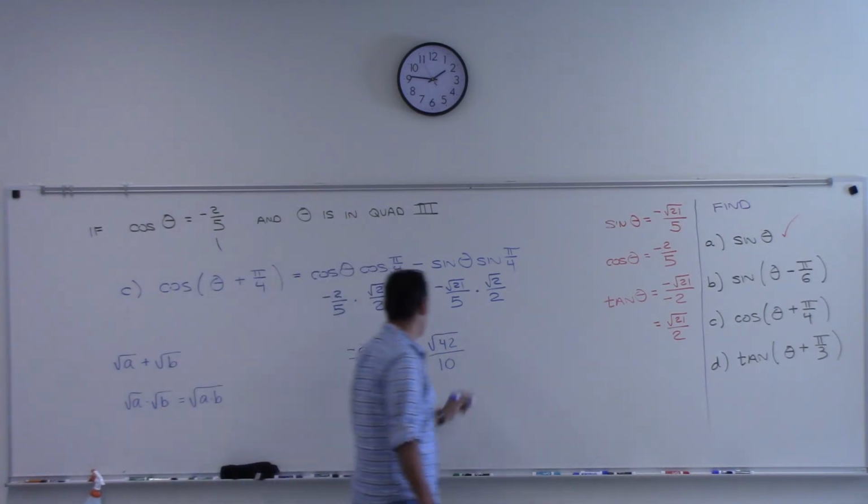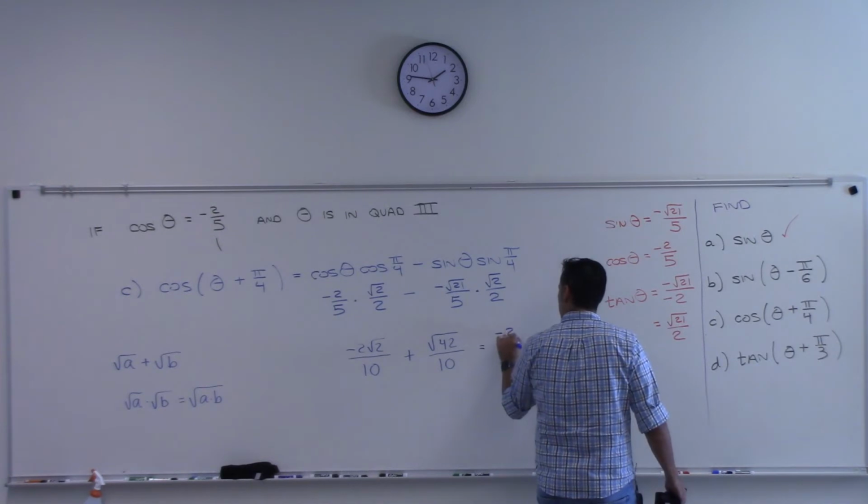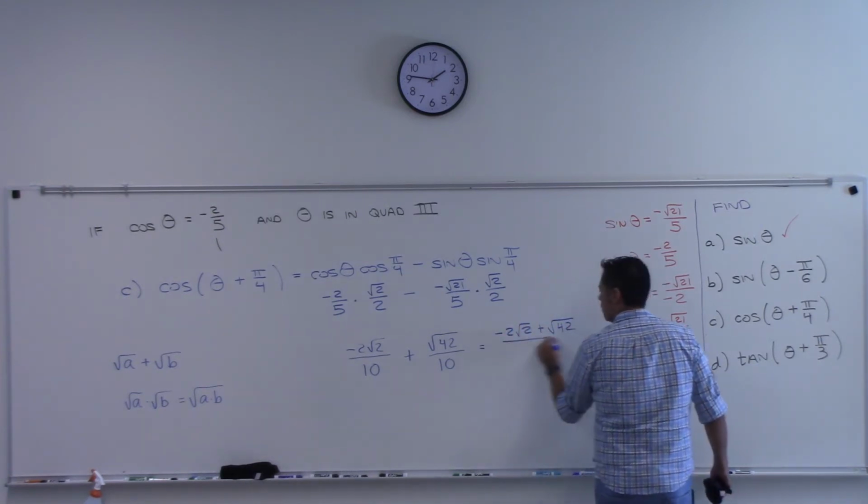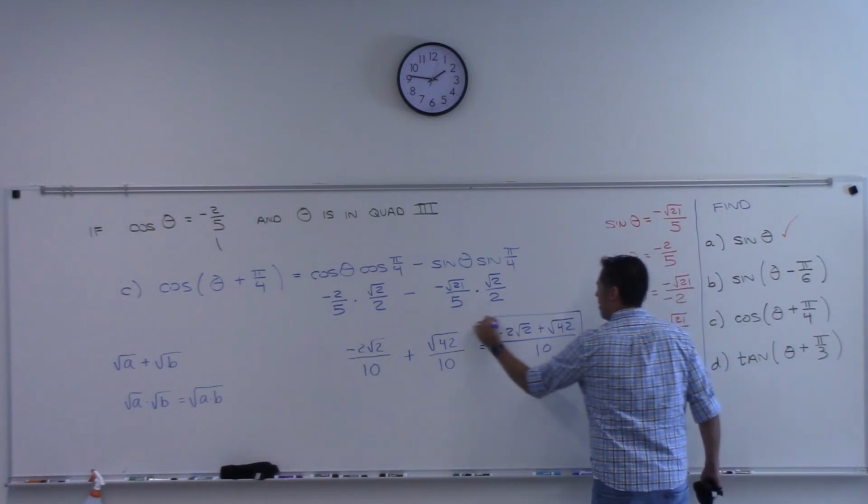Right, so we're just going to go -2√2 plus √42/10, box it up, be happy, move on.